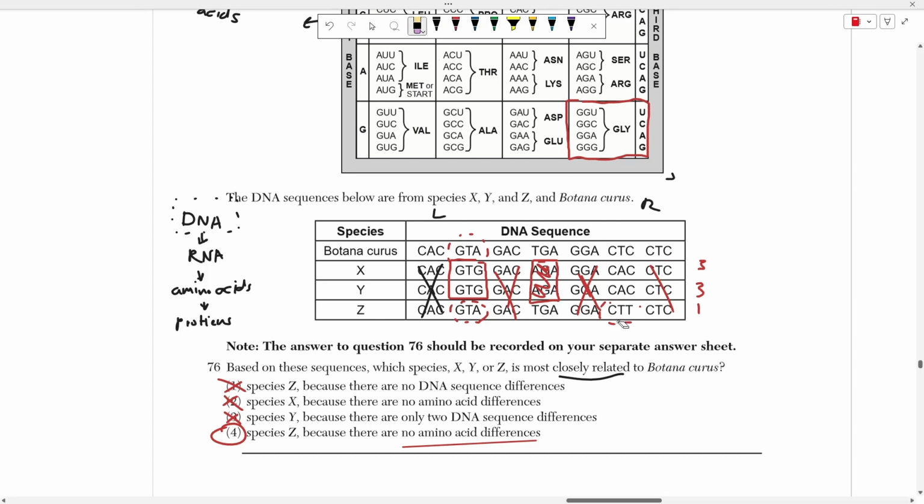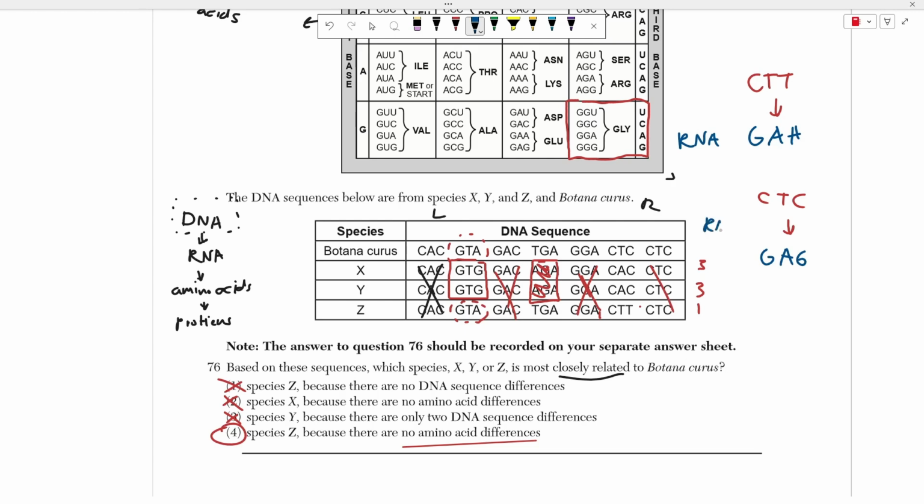So let's check, right? CTT turns into GAA when it's in the RNA form. And remember, this table is in the RNA form. And CTC turns into GAG when it's in the RNA form.